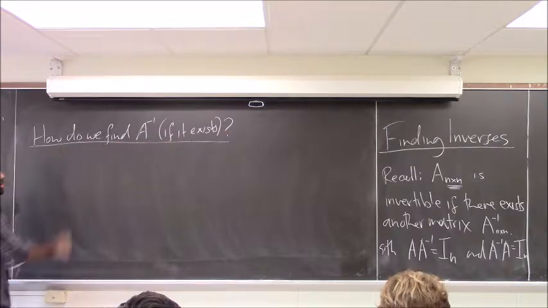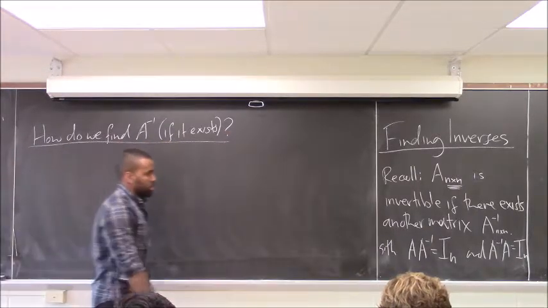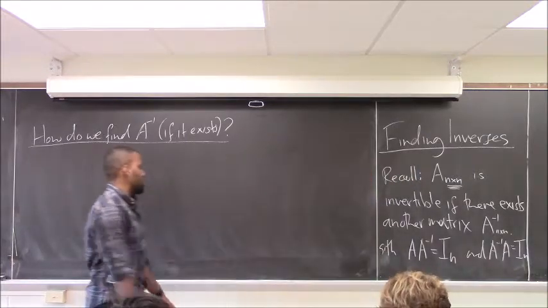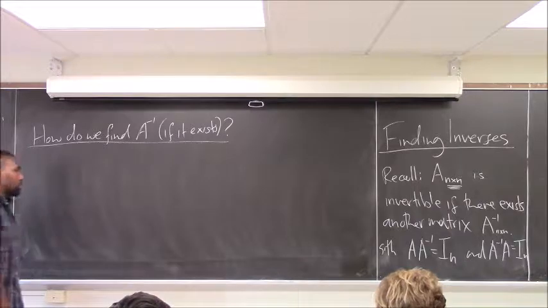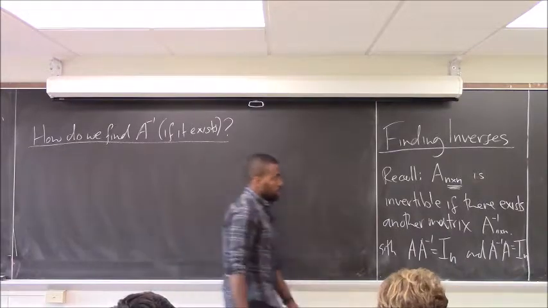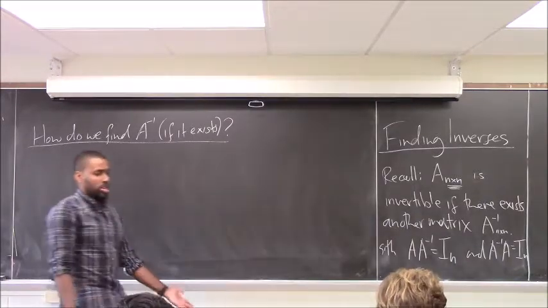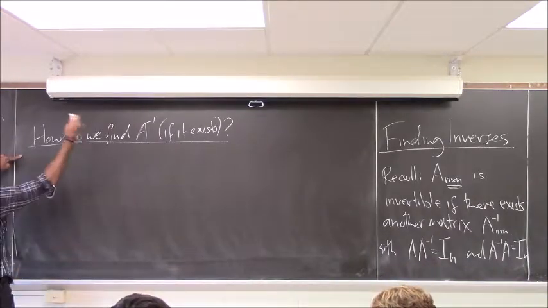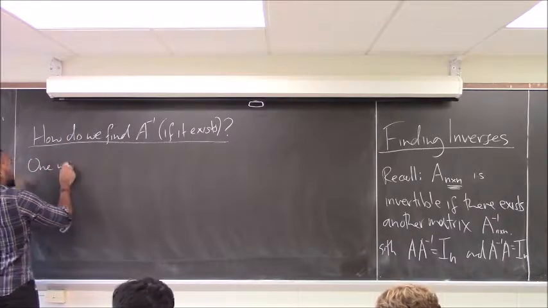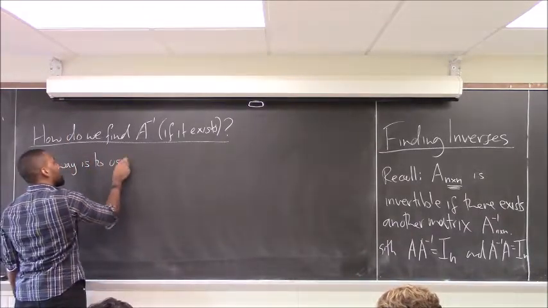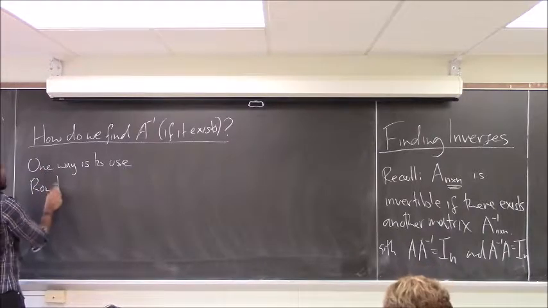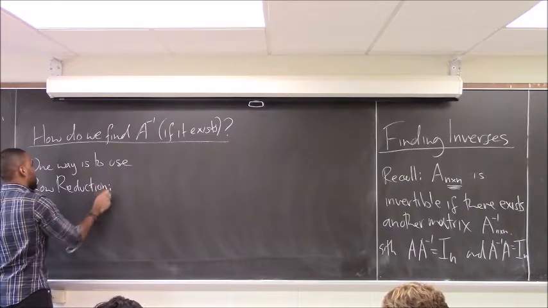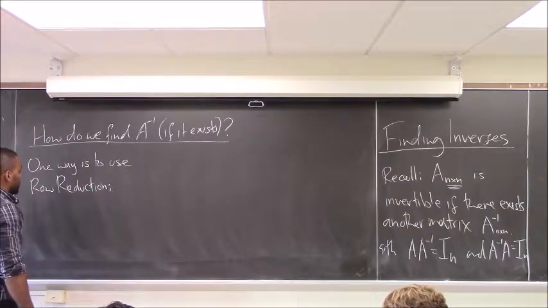Now there are several processes by which we can find inverses. The most famous ones are: one that uses row reduction, which is the one I'm going to show you, and another that uses determinants and adjoints, but I'm not going to talk about determinants in this class, so I'm not going to show you that one. So, one way is to use row reduction. And here's going to be the process.